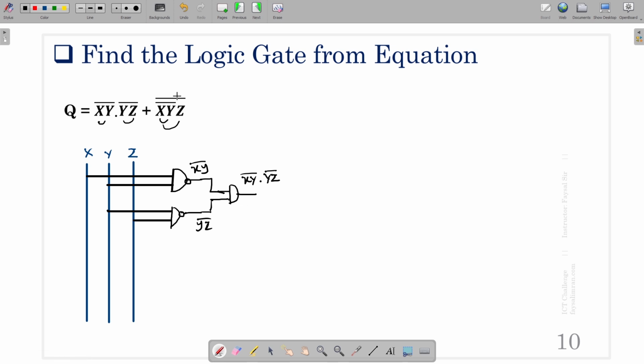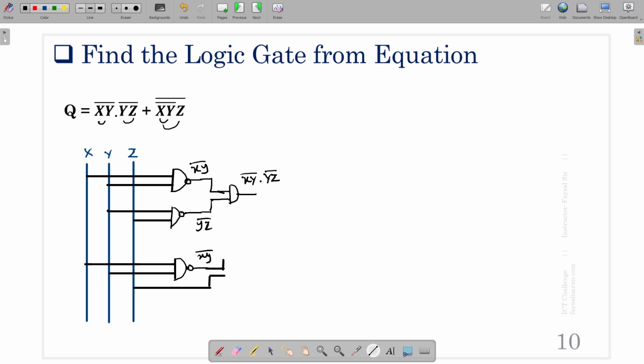Okay, so we also need this value. Here the smaller bar is x y whole bar, so we need x and y, and for this whole bar we need another NAND gate. So with the NAND gate you will get x y whole bar, and with this we have to multiply z, so we pick this value z and multiply it with this value.